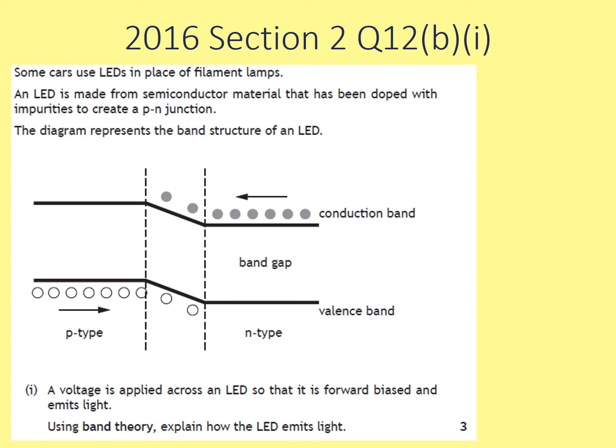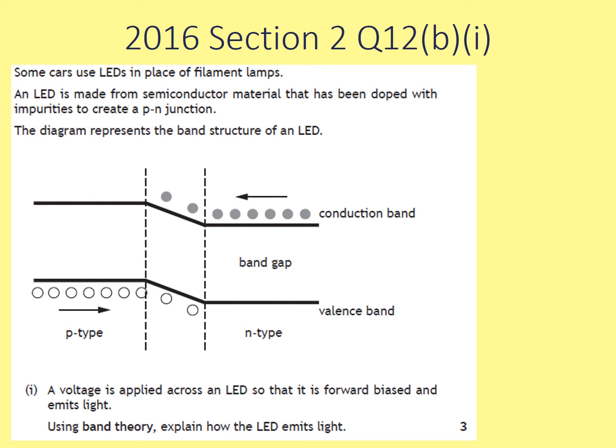2016, section 2, question 12b, part 1. Some cars use LEDs in place of filament lamps. An LED is made from semiconductor material that has been doped with impurities to create a p-n junction. The diagram represents the band structure of the LED.